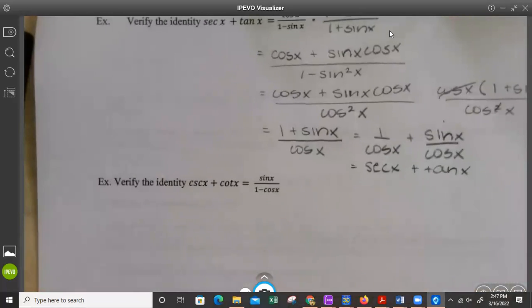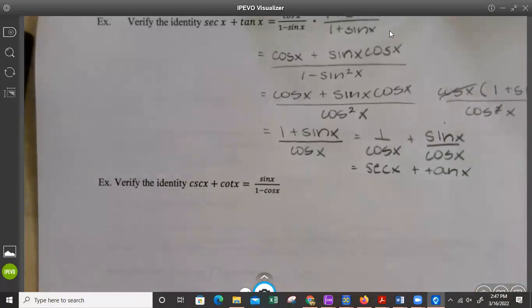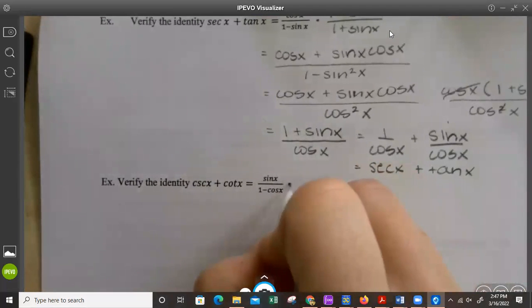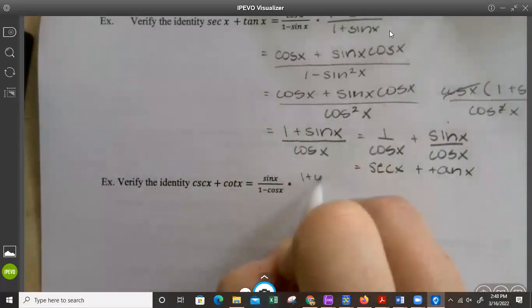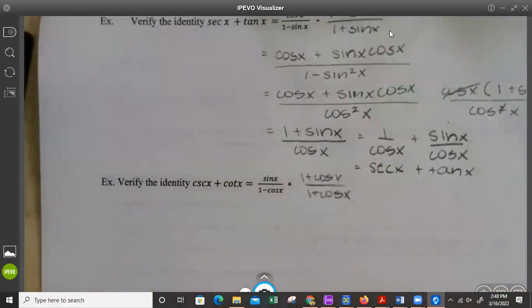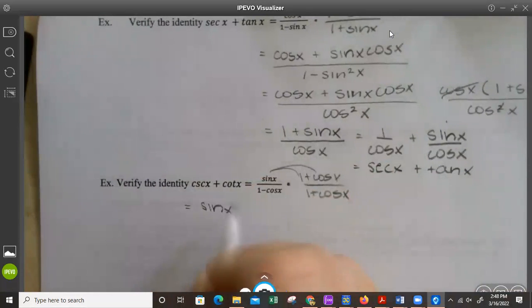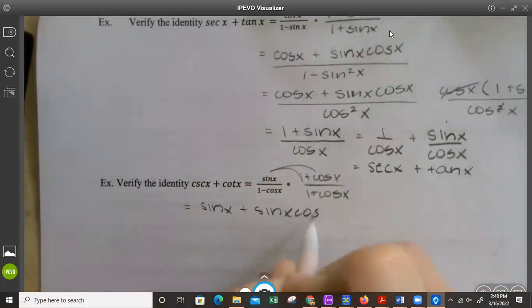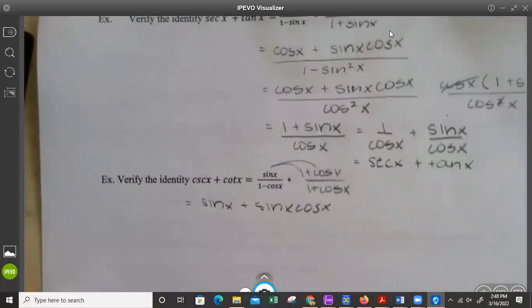All right, so what do you think we should do on the next one? It's the same problem, right? Same problem. So multiply by what? What do I get on the top? Distribute your sine x. Sine x plus sine x cosine x. Again, you can have cosine x, sine x. It doesn't matter the order, it's multiplication.